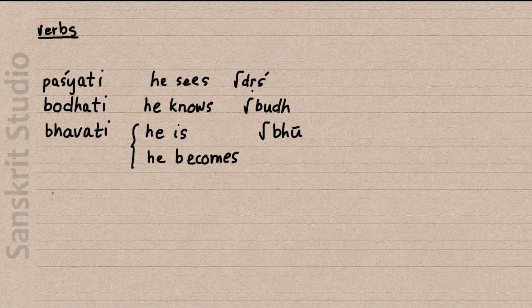So if we take bhavati, then the first. Oh, we can take all the verbs. Let's see how many lines we have. Okay, we can do this on the next sheet here. So let me switch. Okay, so let's take the verbs and spell them out.